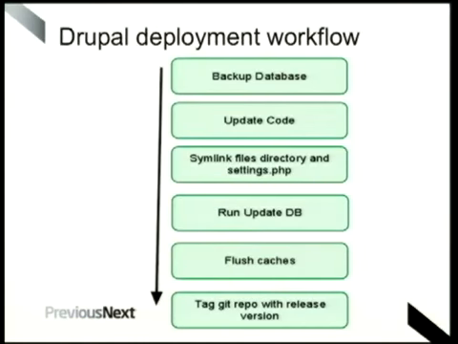So what is the Drupal deployment workflow? Basically every time we do a deployment, whether we need to or not, we back up the database, we update the code from the Git repository, we create all the symlinks from files and settings, we run update DB, even if we don't have any updates, we just run it anyway. We flush the caches, and there's a bit of an added extra at the bottom. We just create a new Git tag with the timestamp and push that out so we know what version in Git is actually up on the server.